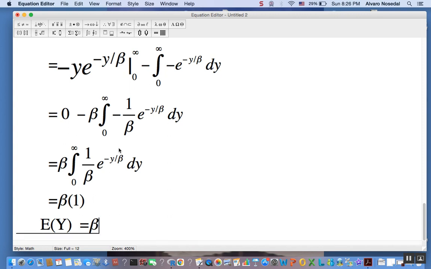Okay, so let's summarize what we did today. In this video, what we did was introducing a new random variable, a variable with an exponential distribution. We talked about the PDF. We showed that it is a legit PDF, meaning that it's a curve that is on or above the horizontal axis. We showed that the integral underneath that curve is equal to 1, and then we showed that the expected value for a random variable with an exponential distribution is beta.